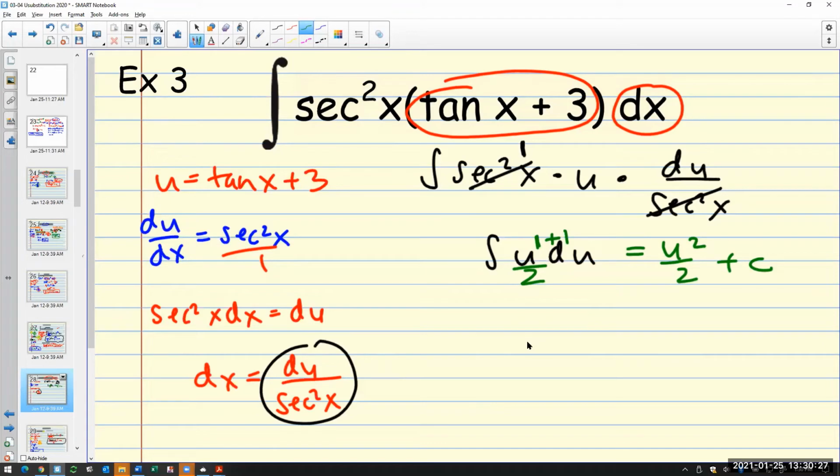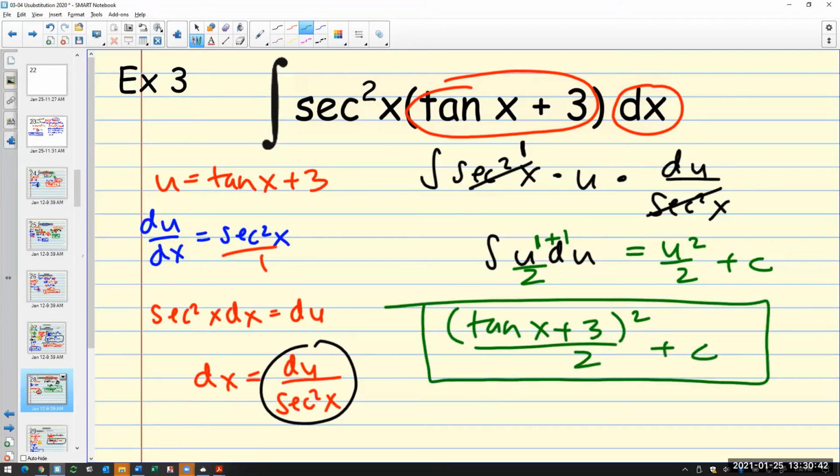It's just the wrong answer. It's a great answer, okay? It's just the wrong answer because you need to come back in, put your u in parentheses, okay? Square it, divide it by 2 plus C, and there you have it. There is the right answer. And you can practice this. You could take the derivative of this and see if you get this back. Okay, I haven't done that, but hopefully you do.